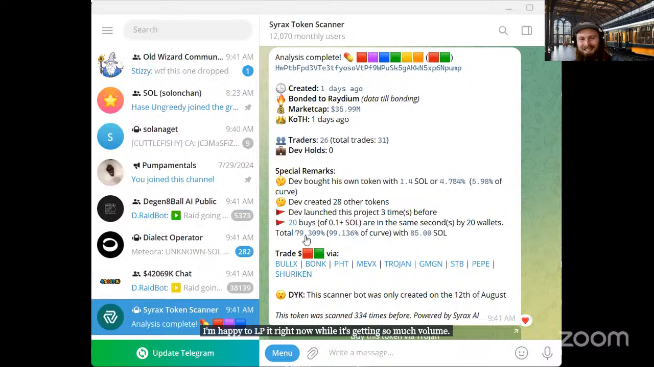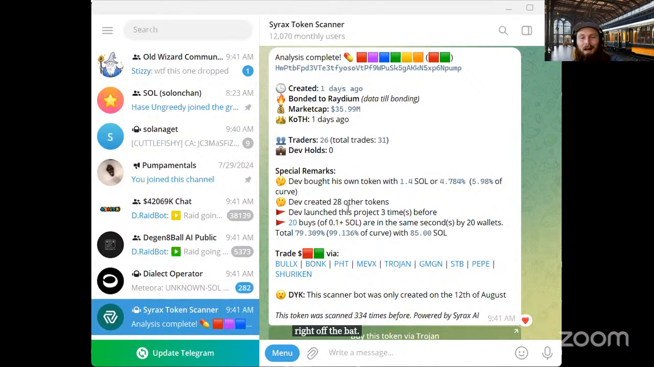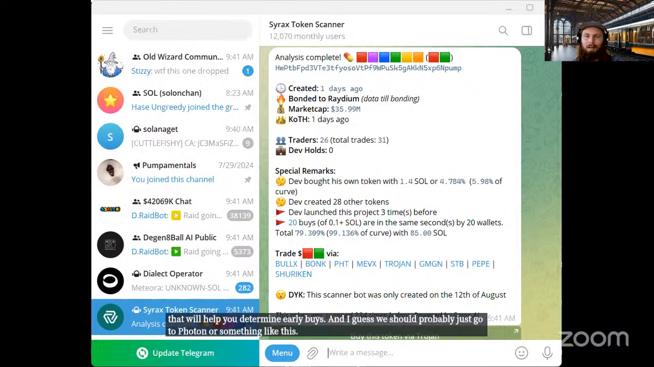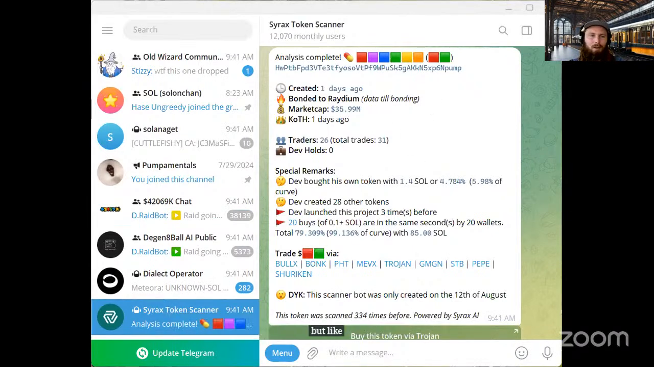So this is the Cyrax. I've hyped this up a bunch. It's a free tool. We can see that the dev, or not necessarily the dev, but the whole bonding curve was sniped right off the bat. I wish someone out there had more or better tools to help determine early buys. I guess we should probably go to Photon, but I also want to go to 8 Pro, because people were really hyping it up as a really good tool.